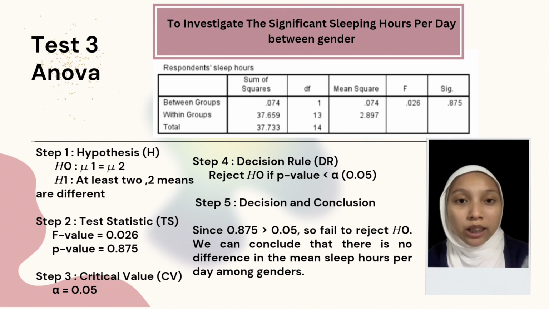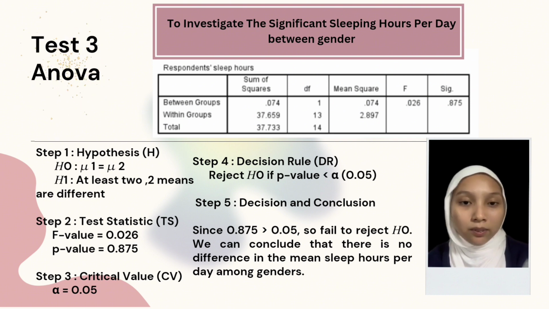Step 3, critical value CV, alpha value equal to 0.05. Step 4, decision rule DR: reject H null if P value is less than alpha 0.05. Step 5, decision and conclusion. Since 0.875 is more than 0.05, we fail to reject H null. We can conclude that there is no difference in mean sleep hours per day among genders.